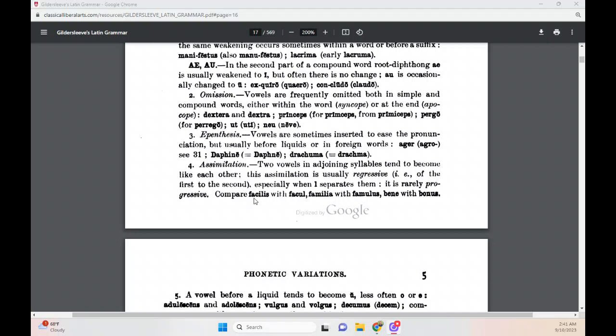It would be very difficult to pronounce something like faculis. Just try pronouncing that, faculis. And the reason why it's difficult is because the place where the vowel sound is produced has to change. Whereas if we just assimilate the vowels, facilis is much easier to pronounce, facilis.